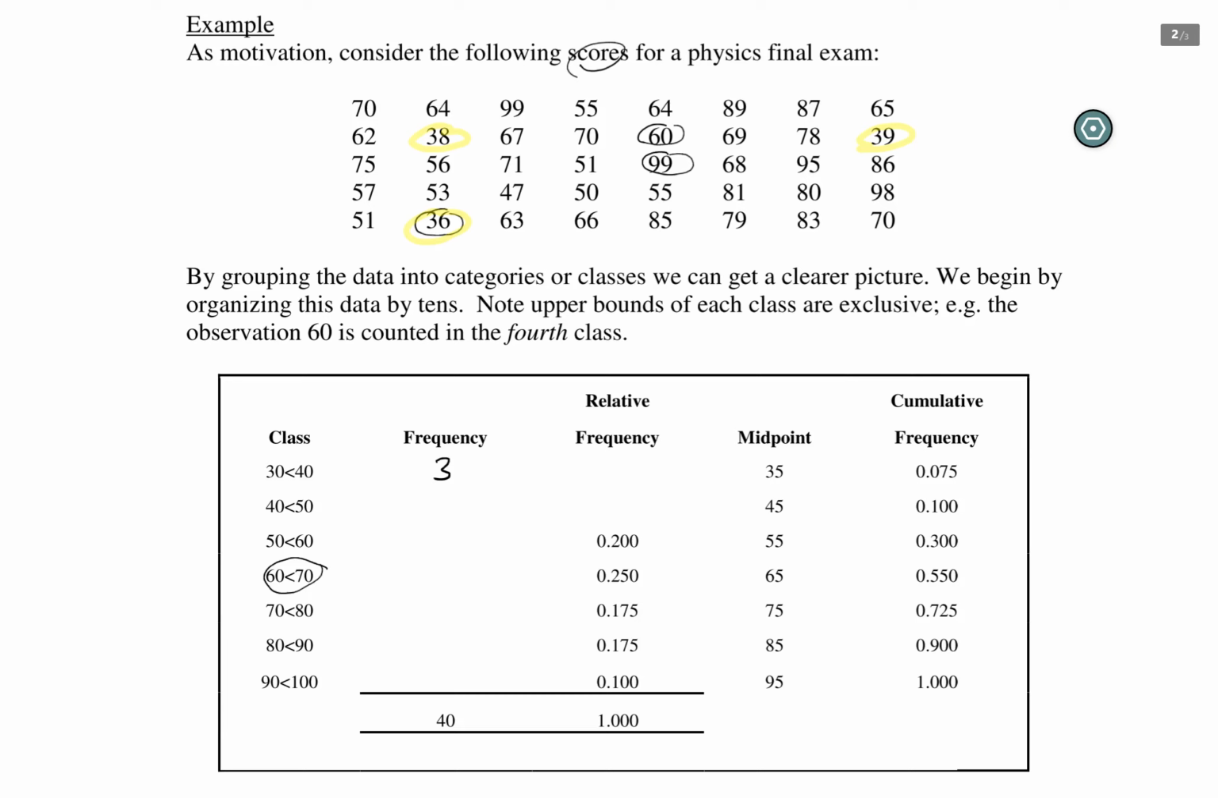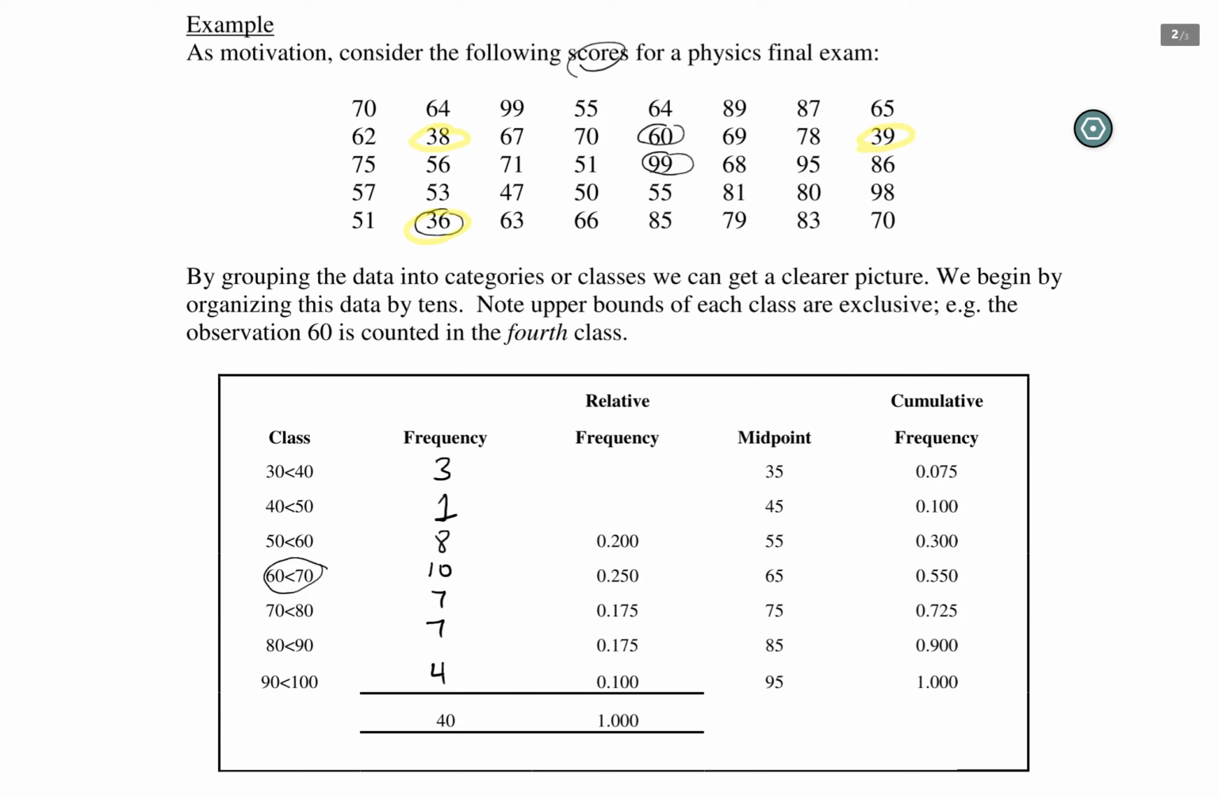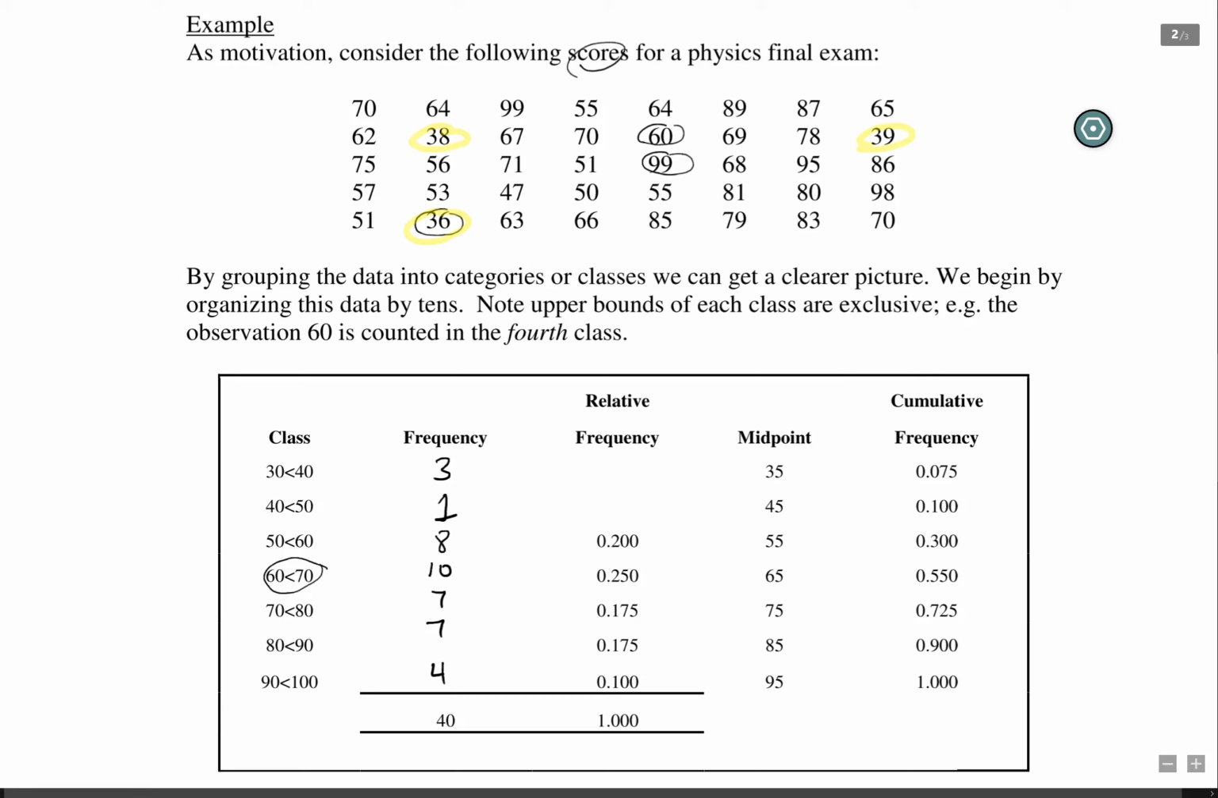For the second class, if you count the number of observations between 40 and 50, not including 50, you'll see that there's 1 observation in that class. There's 8 observations in the third class. There's 10 observations in the fourth class, 7 in the fifth, 7 in the sixth, and lastly there's 4 observations in the last class. Okay, so we have here the class and the frequencies.